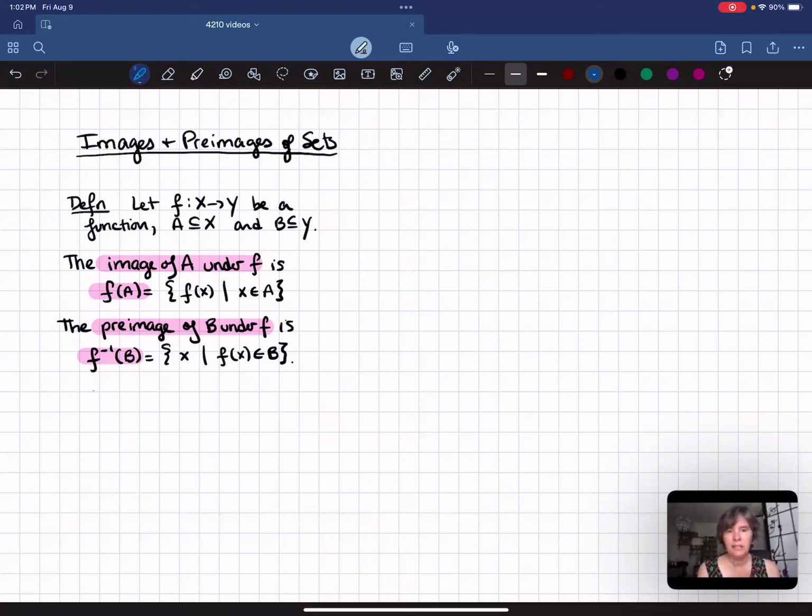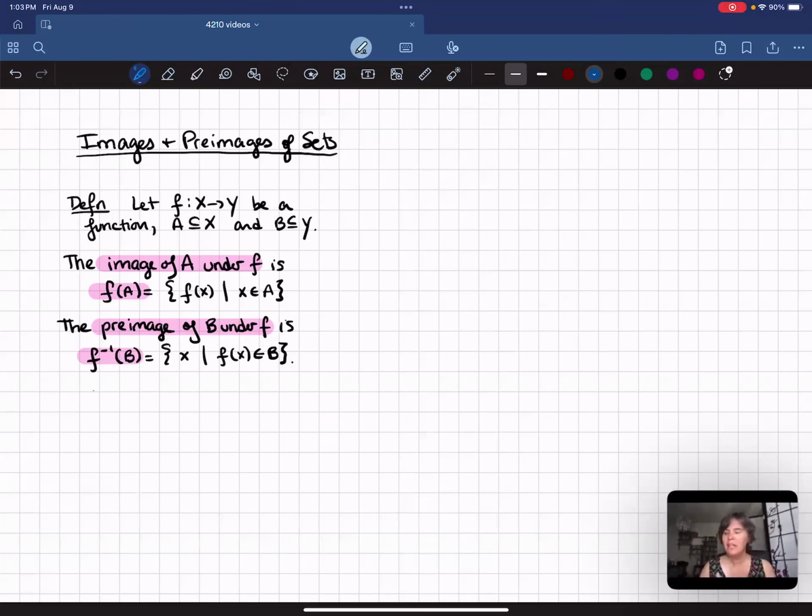Now, this concept of images and pre-images of sets may be review for many of you, but not necessarily for all of you. A lot of you might have seen it briefly in other classes, but not really mastered it. So I'm going to start from the beginning with the definition. I'm not going to assume that you already know what it is. So let's start by going over the definition.